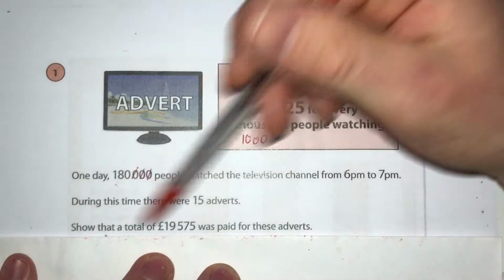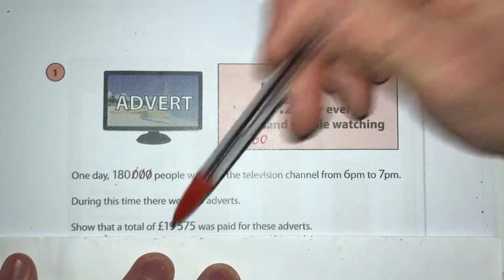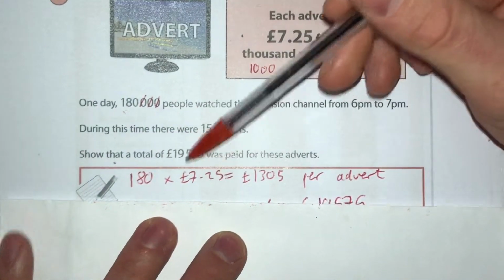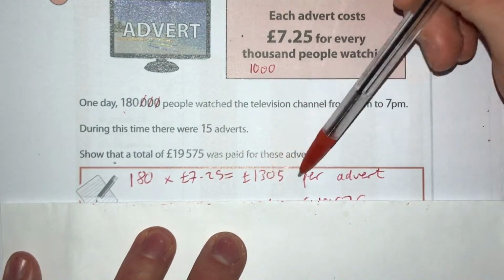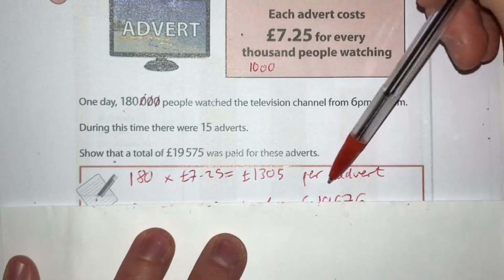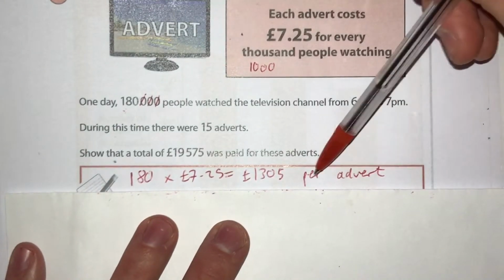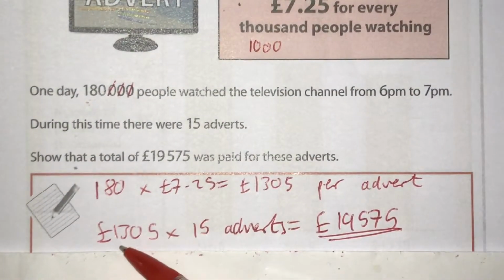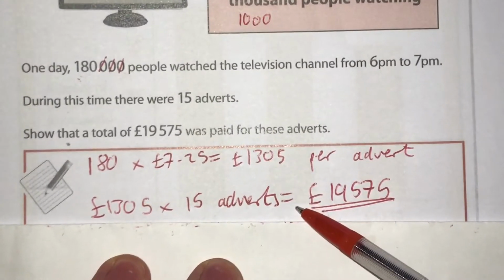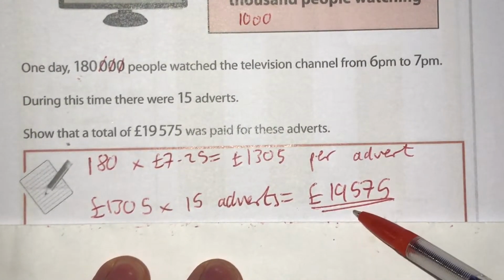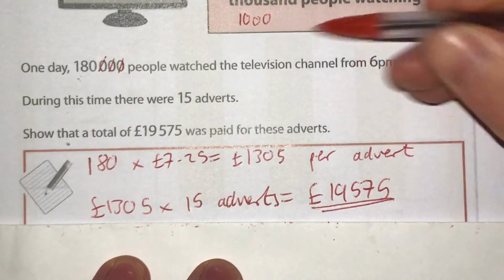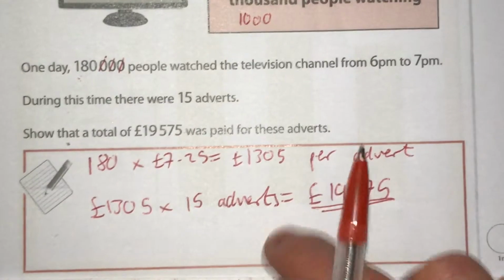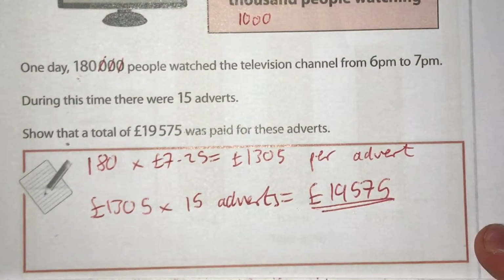From 6 till 7, there were 15 adverts, show that the total price was this, or total cost. So like I just said, I started by doing 180 times £7.25, which gives me £1,305 per advert. Okay, you could have done it slightly differently, but that's the way I've gone. Then I know there are 15 adverts, so I've done 1,305 times 15 adverts, which gives me a cost of 19,575, which is what I needed to show. So the only way you can get the mark is if your workings look similar to this. You may have done it a slightly different way though.